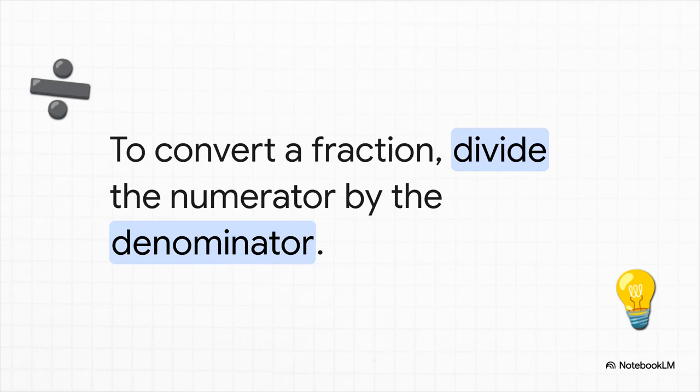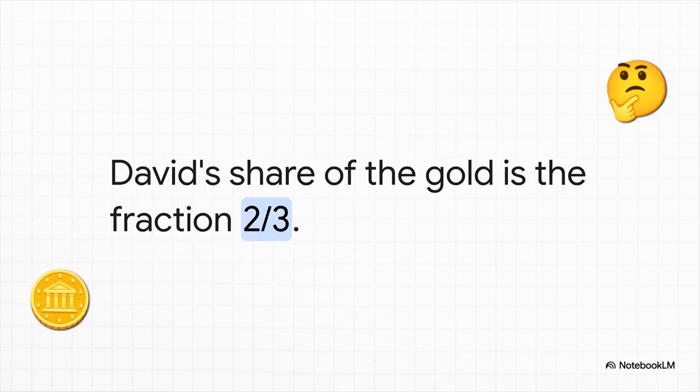Okay, so the most important part here is step 1. How in the world do you turn a fraction into a decimal? It's easy. You just divide the top number, that's the numerator, by the bottom number, the denominator. Let's go ahead and try this with our story. We'll start with David's share of the gold, which was the fraction 2/3.